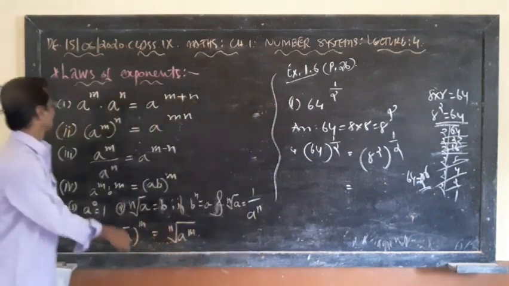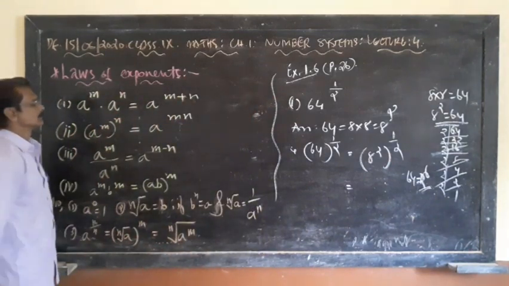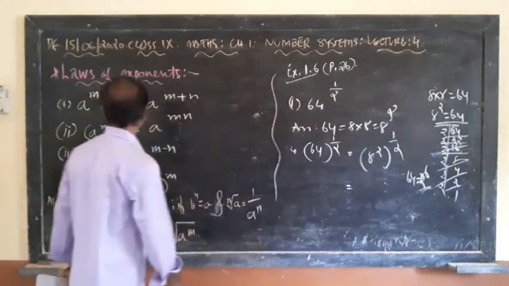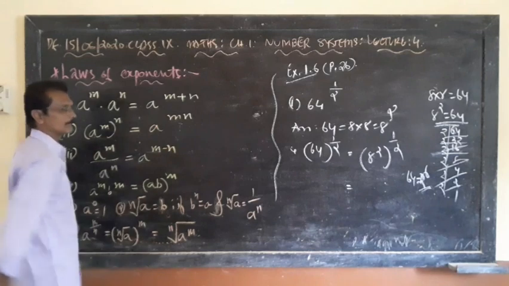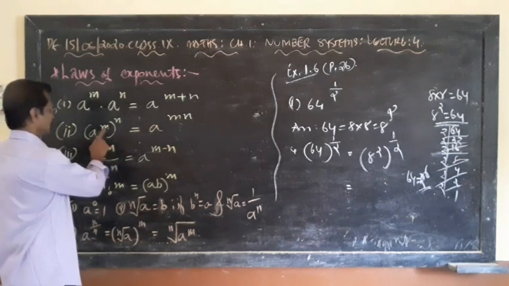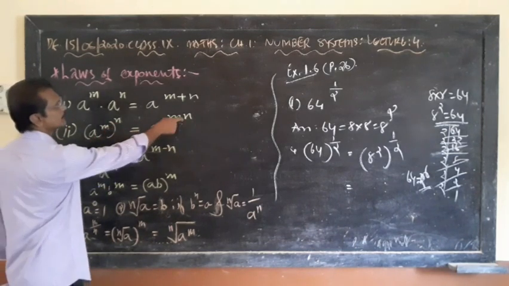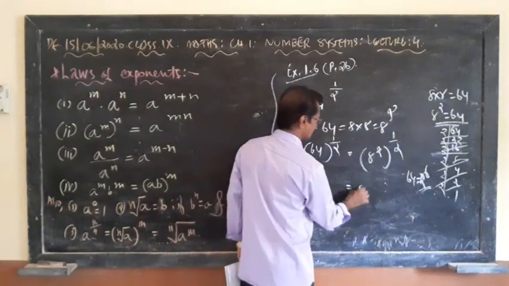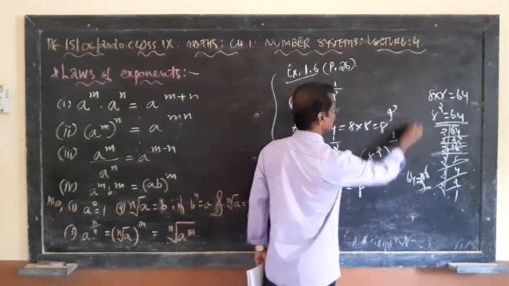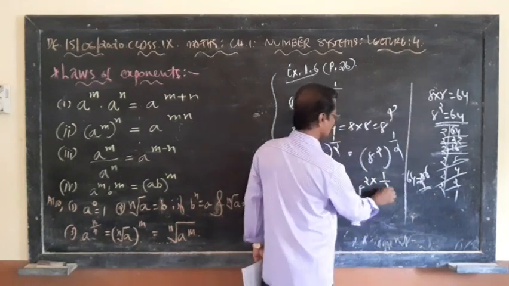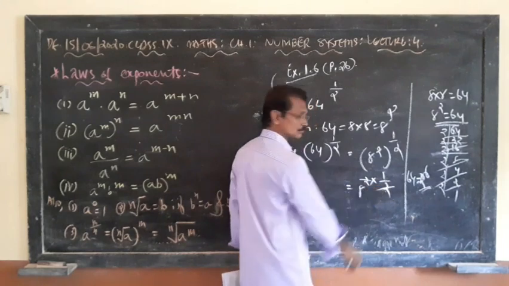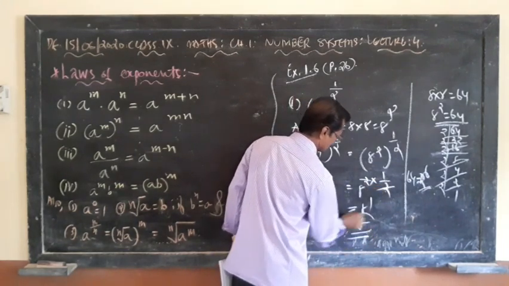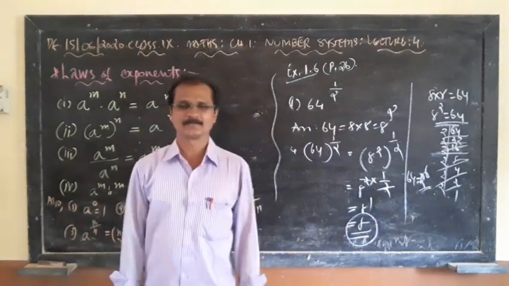Now you can see a raised to m the whole raised to n. Look at these laws: a raised to m the whole raised to n. You can apply this law here. We can write 8 raised to 2 into 1 by 2. Now these two get cancelled, equal to 8 raised to 1, that is equal to 8. So your answer is 8.